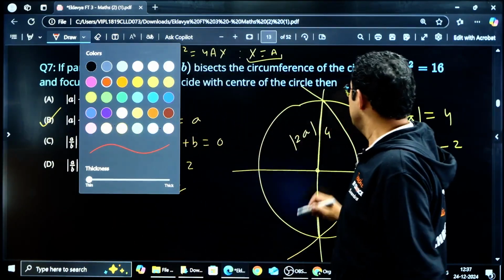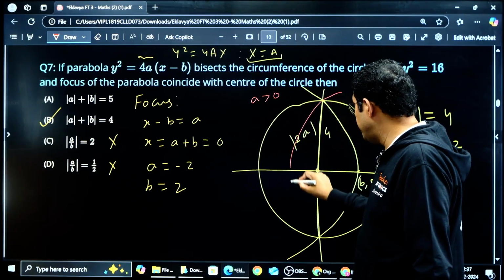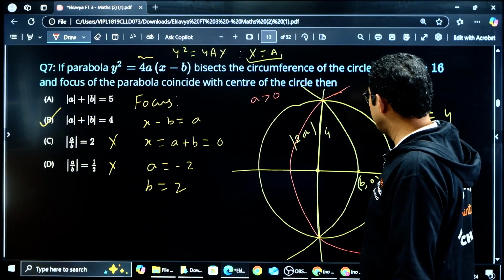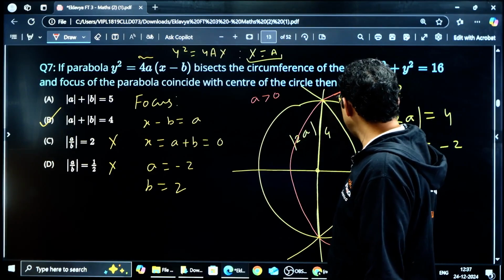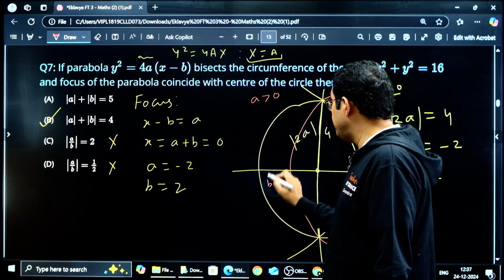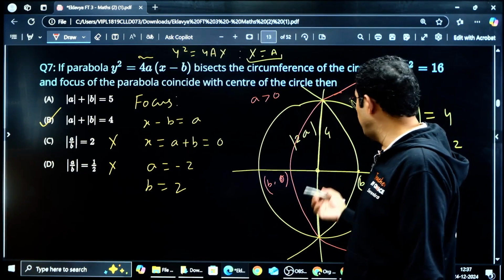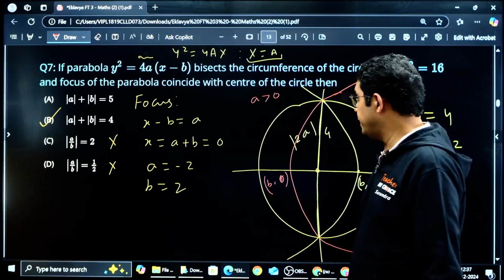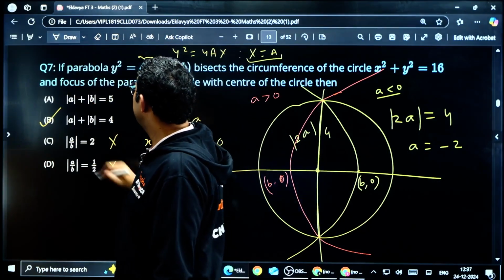Suppose I would have taken a to be positive. In that case, this parabola would have been just the mirror image of what we have just now about the y-axis. So in this case a will be positive and b will be negative. The vertex of the parabola will be at (b, 0), and the remaining calculation will be the same. So the answer for this question is B.